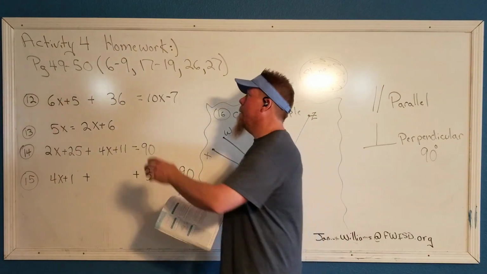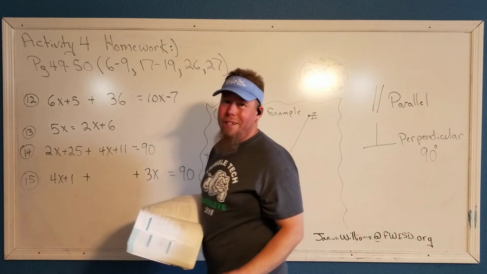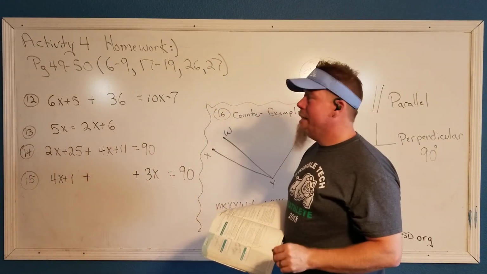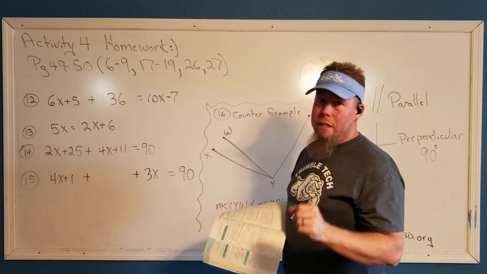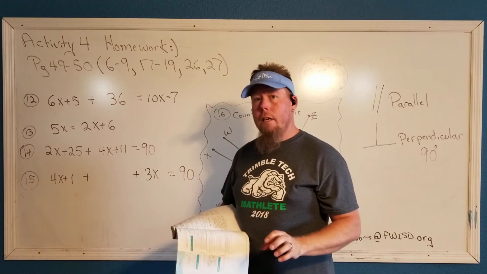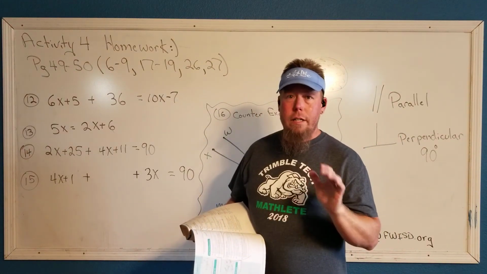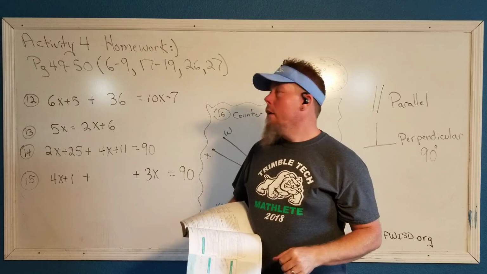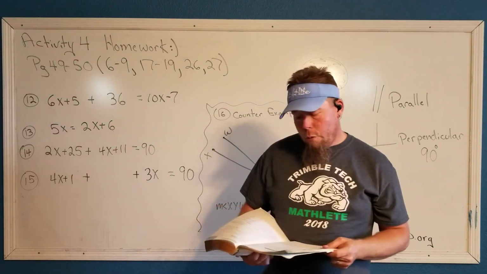The homework itself, the assignment is on pages 49 and 50. We're doing 6 through 9, we're doing 17 through 19, and we're doing 26 and 27. You'll see these numbers listed on your calendar that has all your activities and your homework for each day, okay? So again, those questions are on pages 49 and 50.